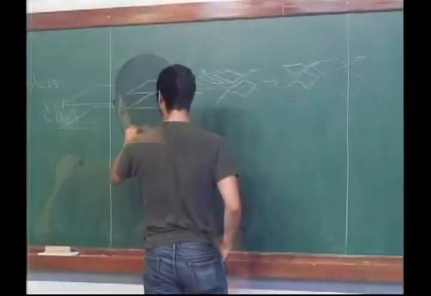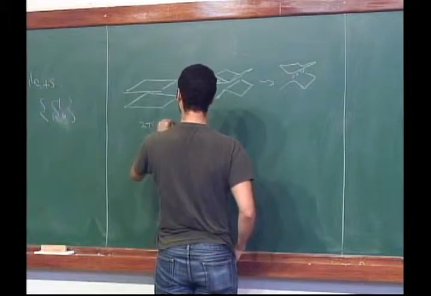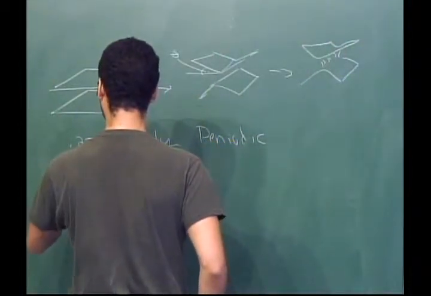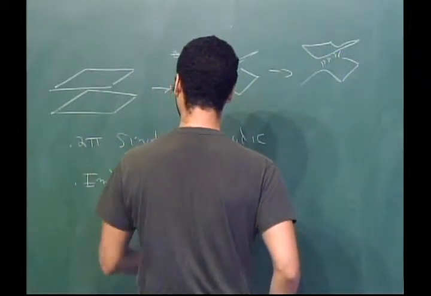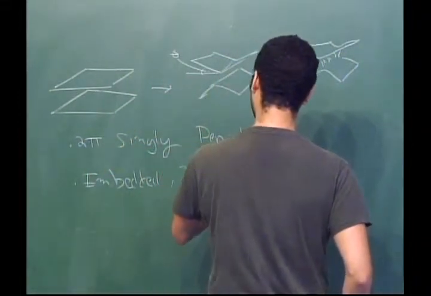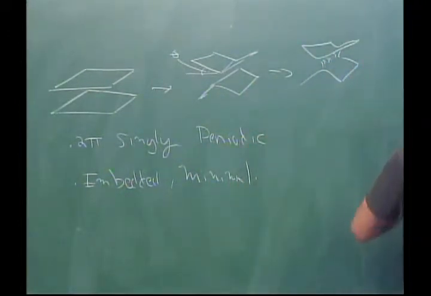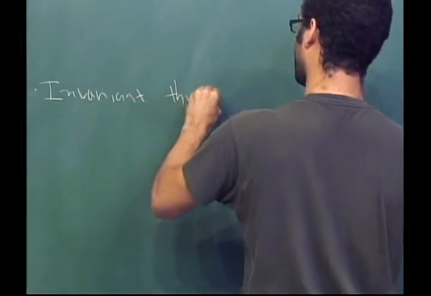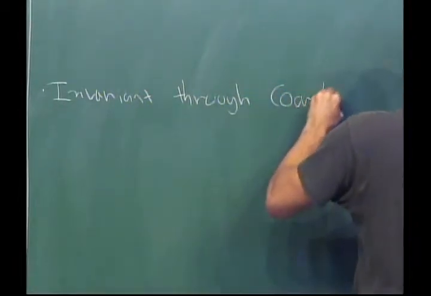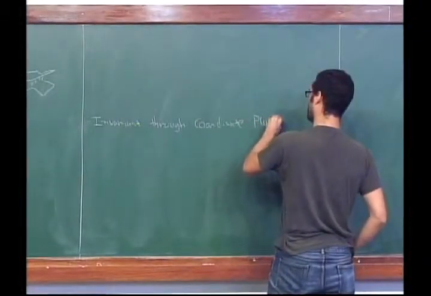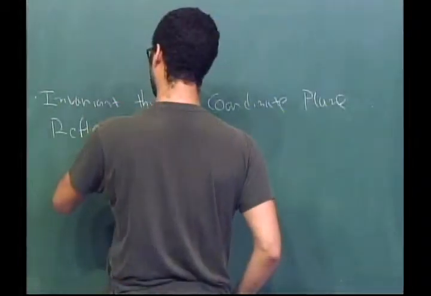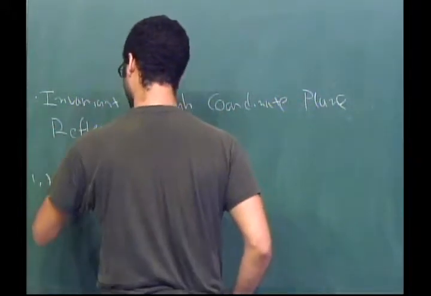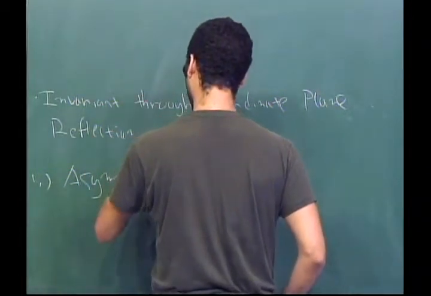And they have several nice properties. They're 2 pi singly periodic. Of course, they're embedded and minimal. In the orientation I've drawn them, they're invariant through a coordinate plane reflection. And they're also very rapidly asymptotic to four half planes.